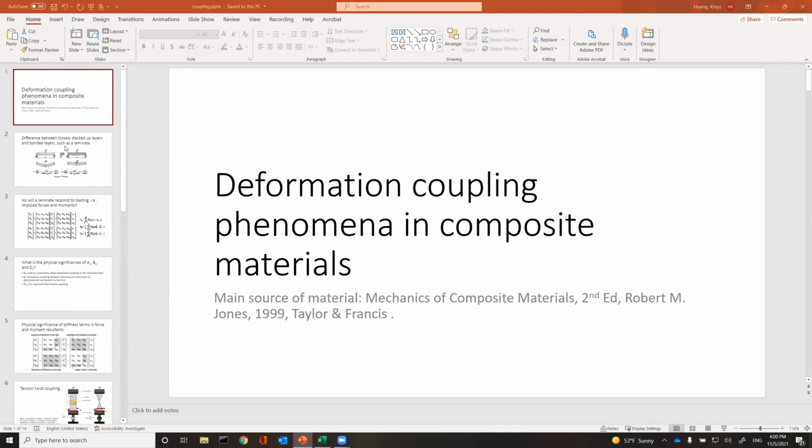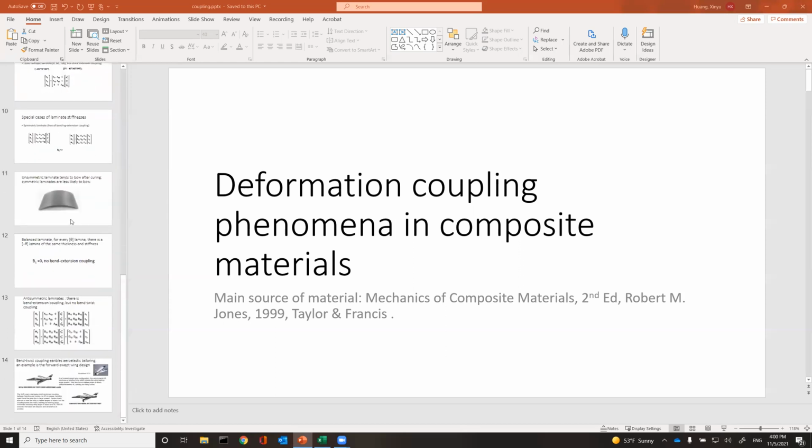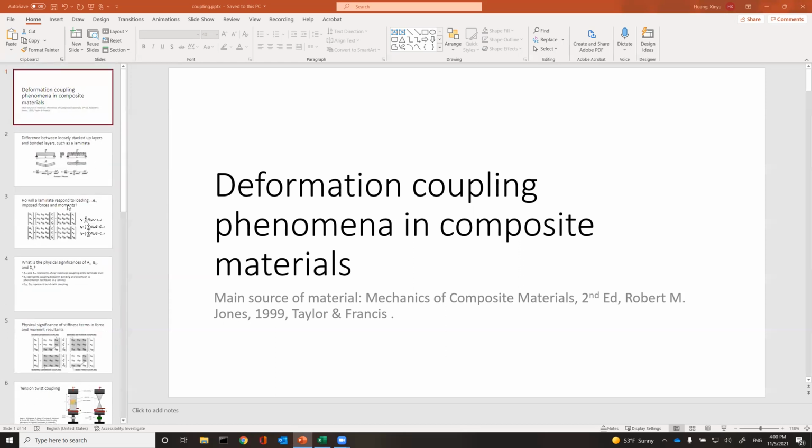So I want to talk about the deformation coupling phenomena in composite materials. This doesn't exist in isotropic material like metals or alloys. These are unique features of composite material. All right, most of the material is from Bob Jones' book. If you're interested, you can read through it. Mechanics of Composite Materials.